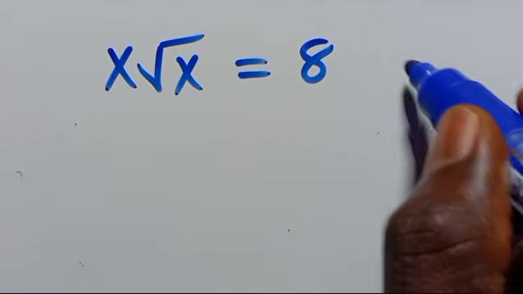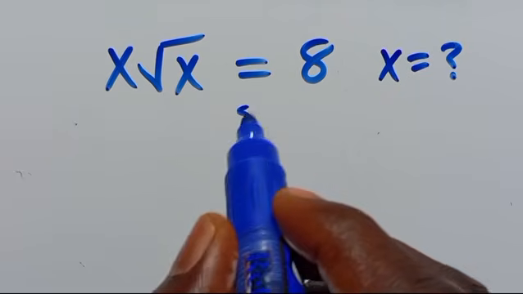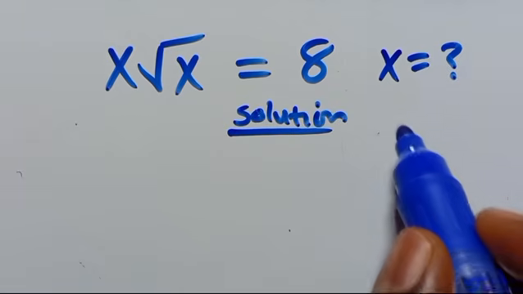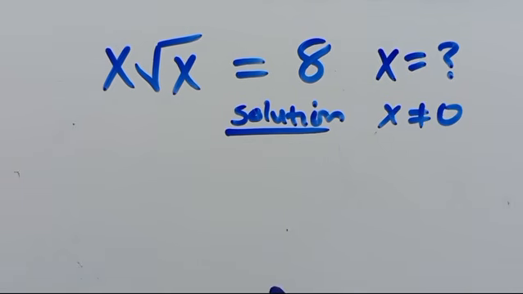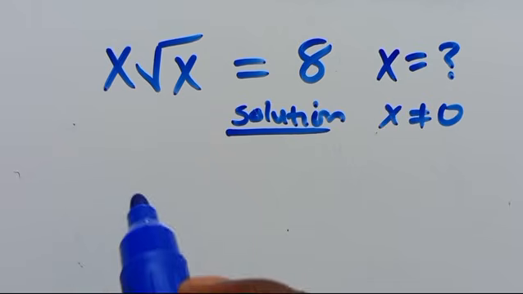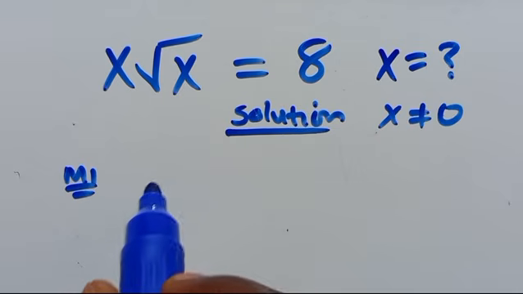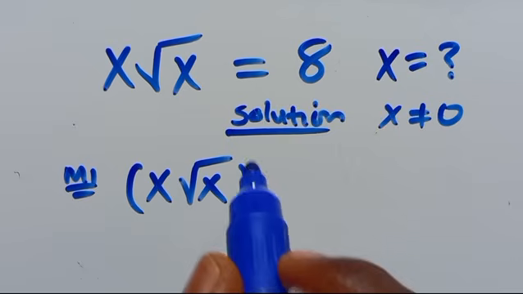In this video, what is the value of x? Then let's have it to be solution such that x does not equal 0. Then from here, to solve it easily, let's see method 1. We have to square both sides to eliminate this square root.